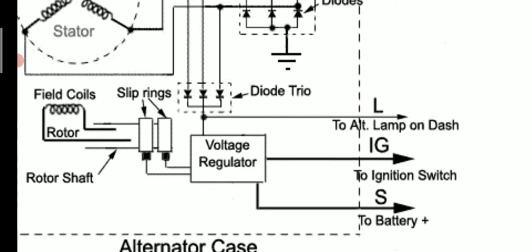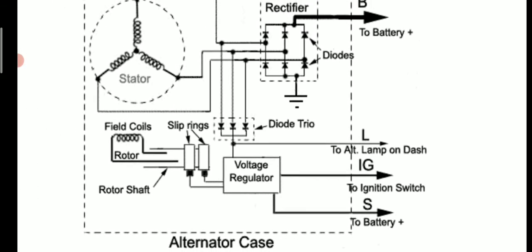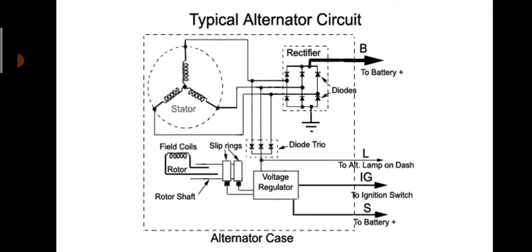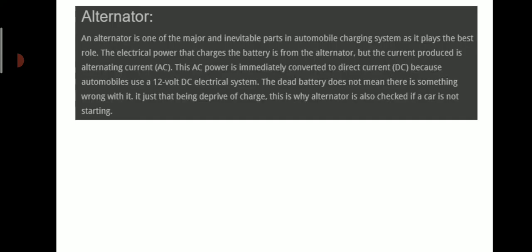You will see here the rotor shaft, slip rings and the rectifier, which is connected to the battery. So, this is a typical alternator circuit. The alternator is one of the major and inevitable parts in the automobile charging system. The electrical power that charges the battery is from the alternator, but the current produced is alternating current. This AC power is immediately converted to DC power because alternators use a 12 volt DC electrical system.